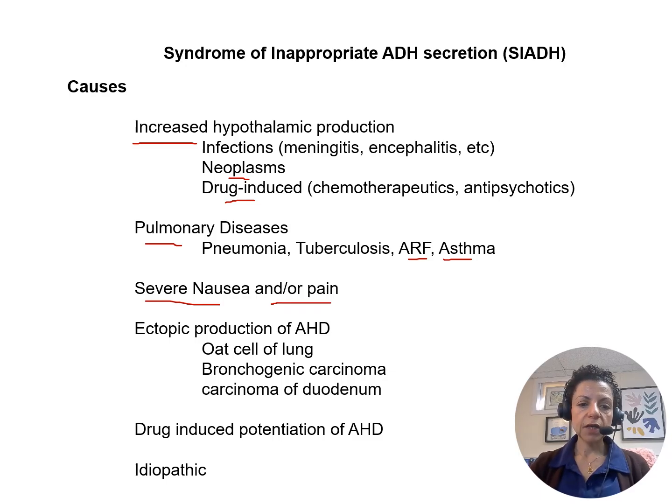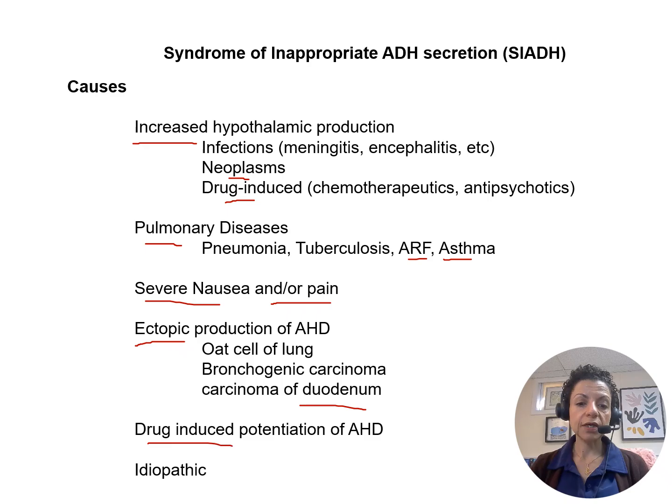We also see sometimes ectopic production of ADH. So this is where, when we studied the different cancer types in previous sections, we did study how certain cancers produce hormones. And this is particularly true for certain lung cancers. So when we see small cell or oat cell carcinomas of the lungs, bronchogenic carcinomas, carcinomas of the duodenum as well, they can produce various hormones, including ADH. So sometimes certain cancers can overproduce ADH, leading to SIADH.